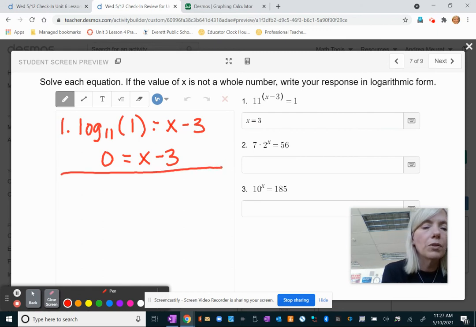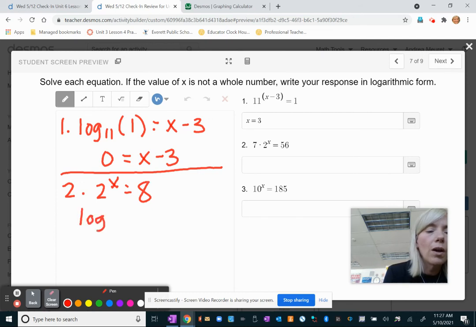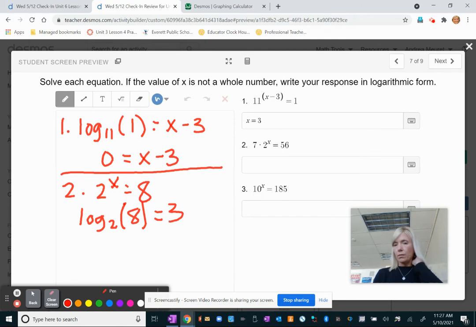Okay, on number 2, 7 times 2 to the x equals 56. And so the first thing that I want to do is divide both sides by 7 so that I get 2 to the x by itself. So I have 2 to the x equals 56 divided by 7 is 8. And so you may know that as a math fact, or you could switch to log form and evaluate it. Log base 2 of 8, and that's equal to 3. So x equals 3 again.